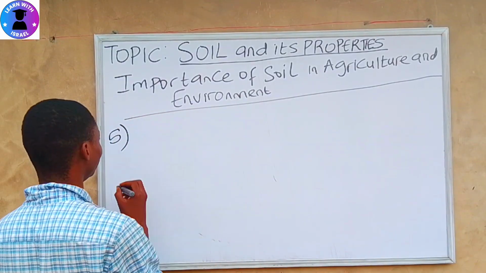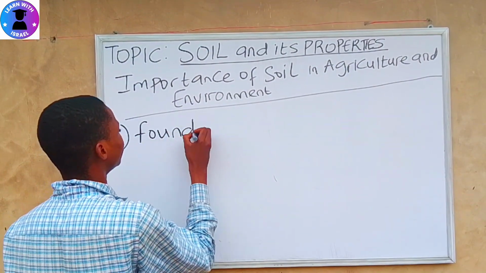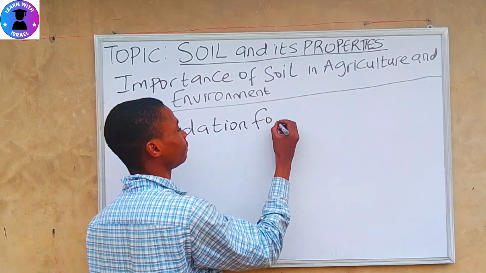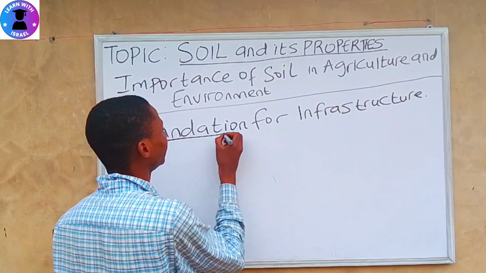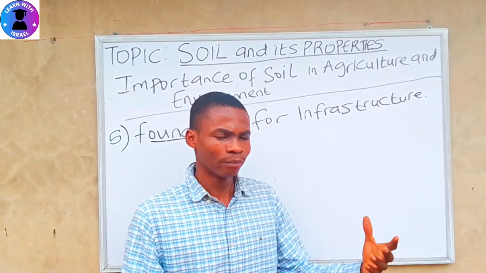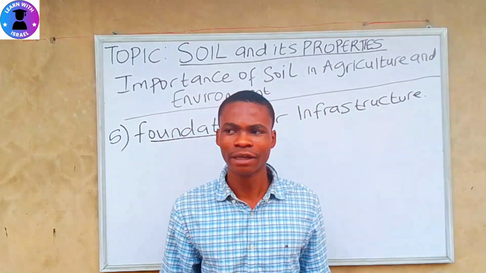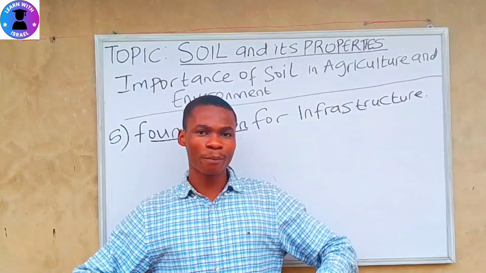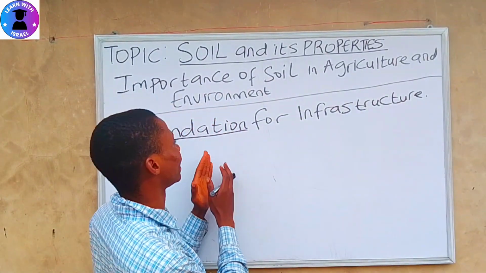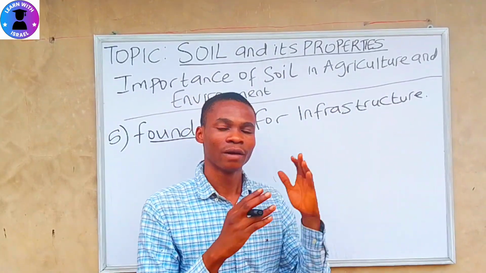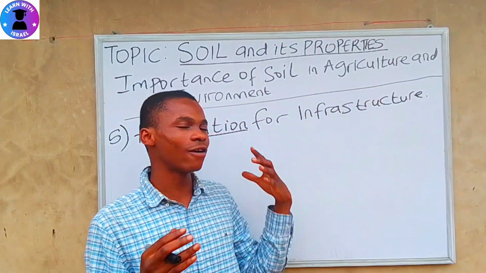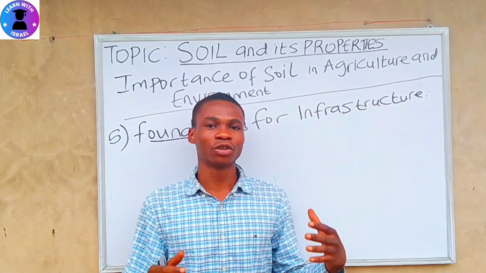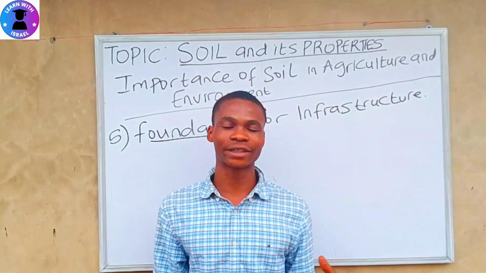So the next importance is foundation for infrastructure. Soil serves as foundation for infrastructure. How does soil serve as foundation for infrastructure? For example, roads, houses, and farms are all built on the soil. So that is how soil serves as foundation for infrastructure. By now you should have a better understanding of the importance of soil both in agriculture and in our environment. So that brings us to the end of the importance of soil in agriculture and environment.